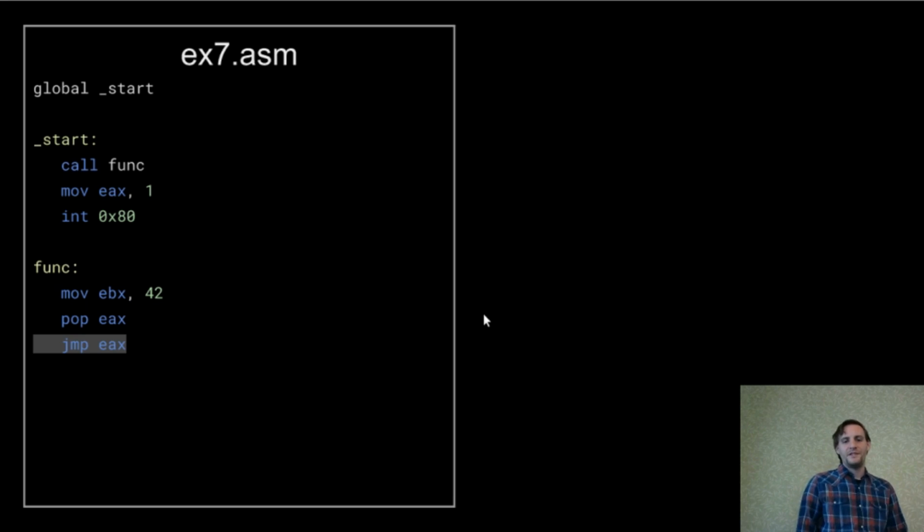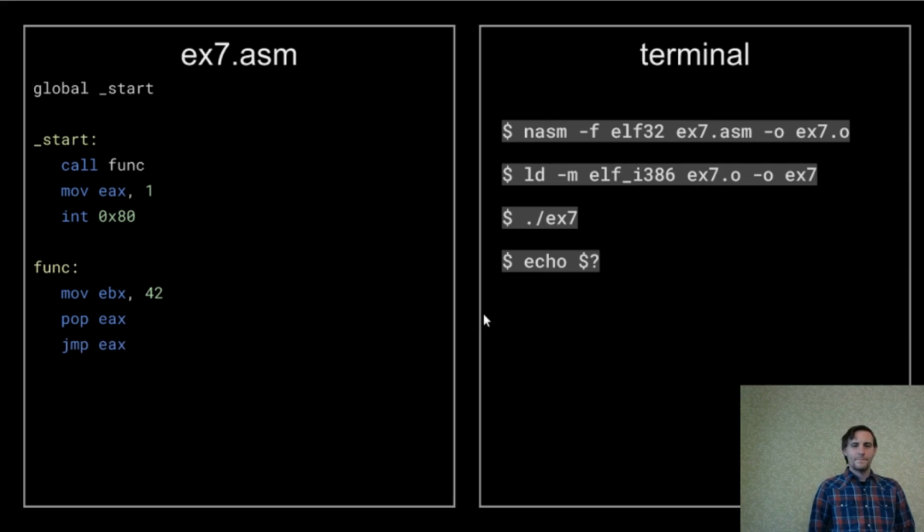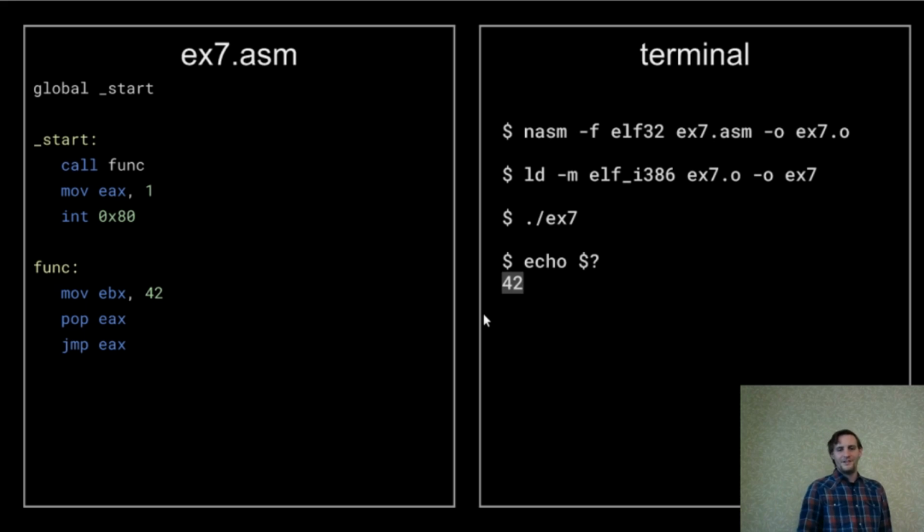This is why call pushes the location of the next instruction. If it pushed the location of the call instruction itself, then the jump back would result in an infinite loop, which obviously isn't what we want. Now, if you do the usual assemble, link, execute, and then inspect the return code, it should be 42. Yay! We performed a function call and then we returned.